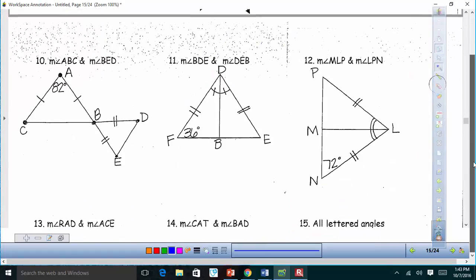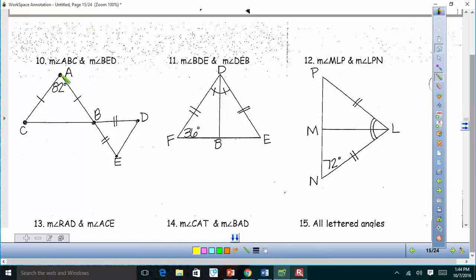Okay, then I also wanted to look at number 10. So in number 10, we're going to take this triangle by triangle. So let's look at the first triangle, ABC. They want us to find angle ABC. So angle ABC is right here.